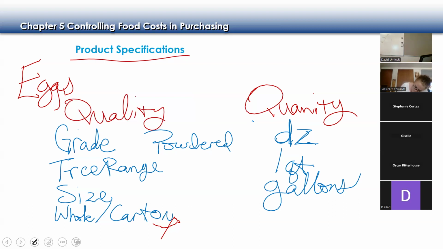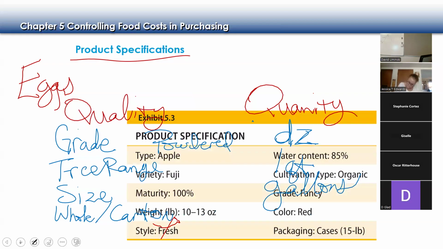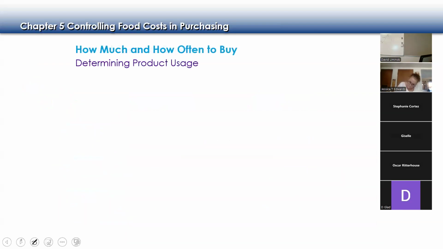So today we're talking about the purchasing cycle, or the purchasing stage. The first thing we want to look at is how much to buy and how often do we buy. The first thing we want to look at is how much product do we use on a regular basis? That allows us to establish our par level. Number 5, par is the minimum amount needed on hand for our normal operations.